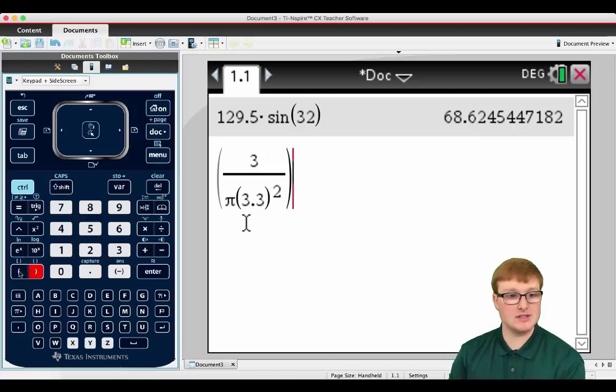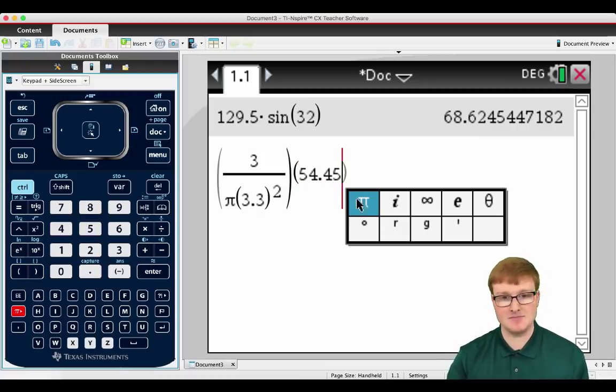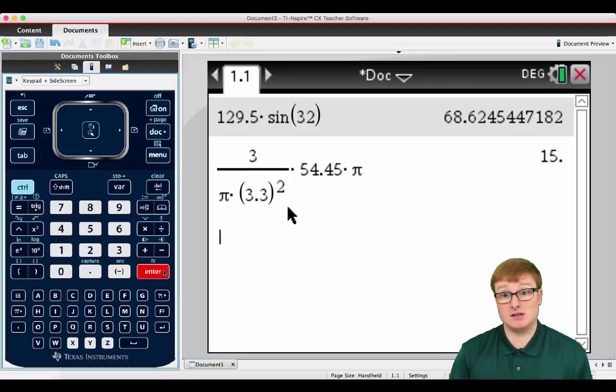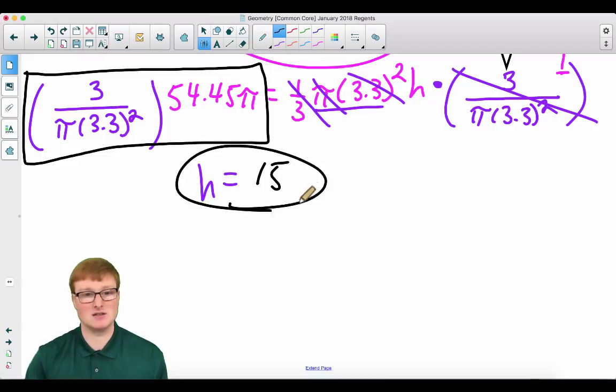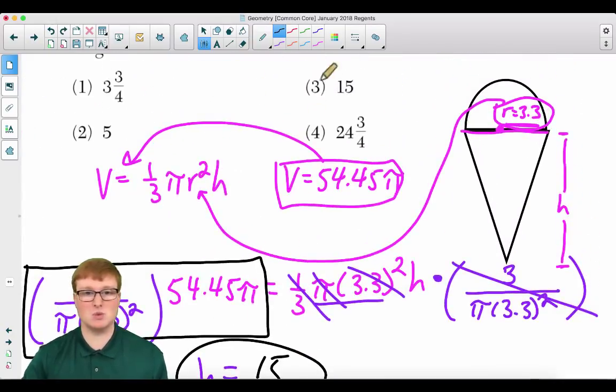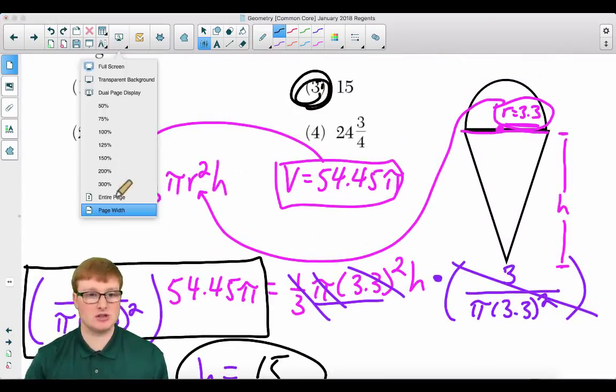Close that off in one whole parentheses, and we're going to multiply this by 54.45 pi. And press enter when you're ready. The answer is 15. So that's a nice clean answer. Your height is 15. We're done with that question. Your answer for this one is going to be choice 3 for that question.